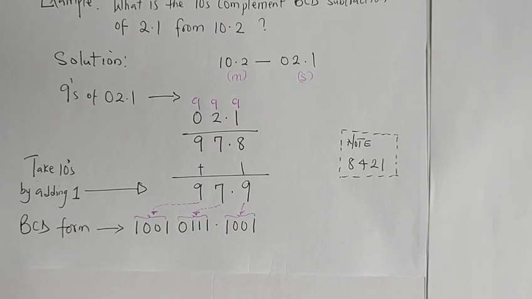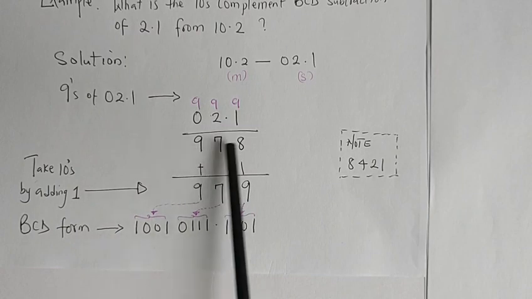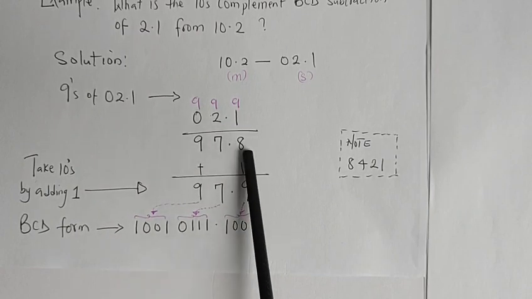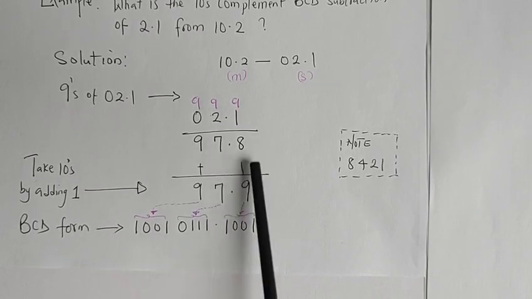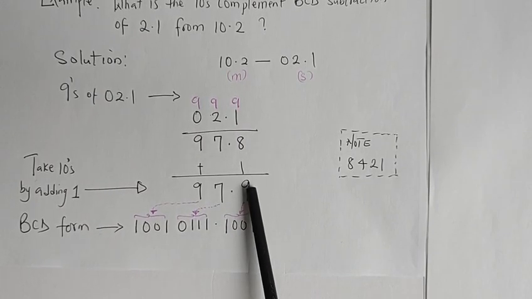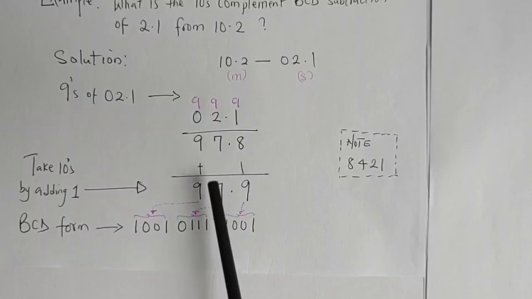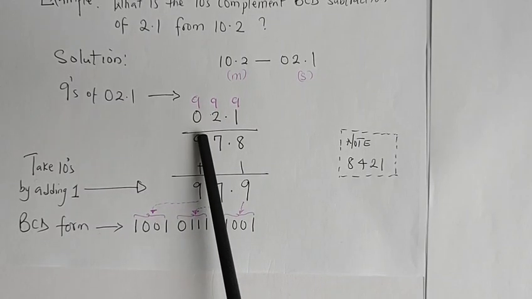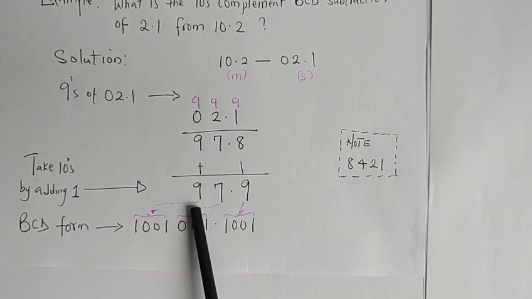Now the next thing we need to do is to take the 10's complement. Taking the 10's complement means adding 1 to the result, adding 1 to the 9's complement. So all we need to do is to add 1. We say 8 plus 1 is 9. 7 plus 0 is going to give us 7. 9 plus 0 is going to give us 9.